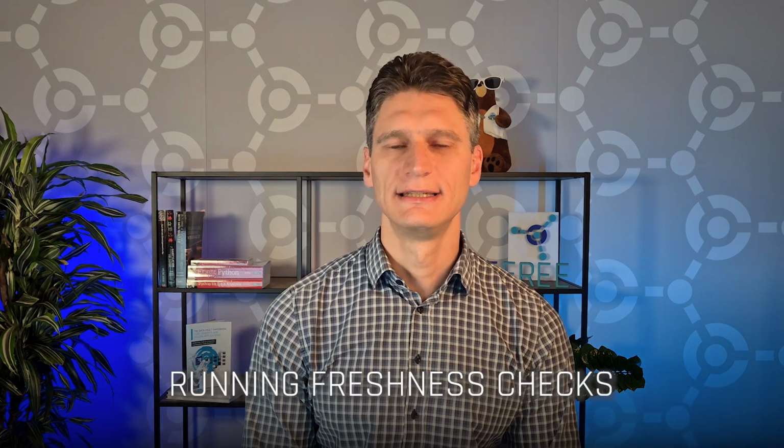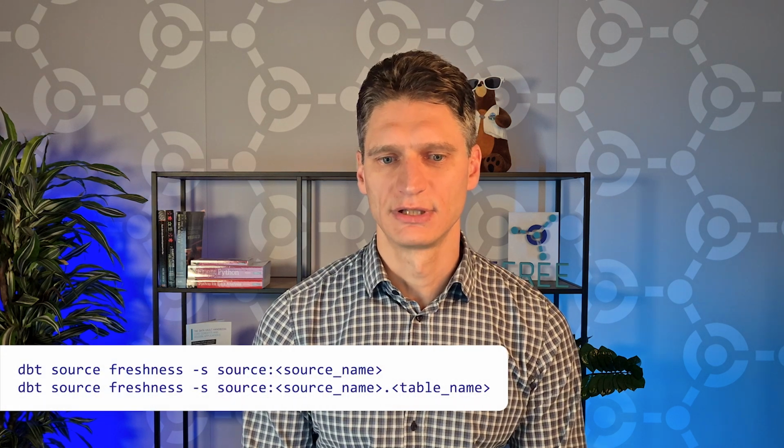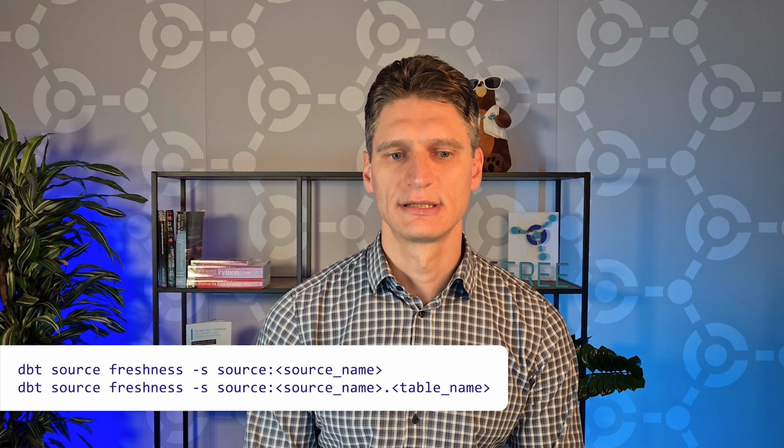Running freshness checks in dbt is very straightforward. The main command is dbt source freshness, which you can run locally or inside your orchestration environment, for example, defined inside a job in dbt Cloud. This command will perform freshness checks for all the sources for which source freshness is configured. It is also possible to run freshness checks for a specific source or for a specific table in that source by specifying additional arguments in the dbt command.